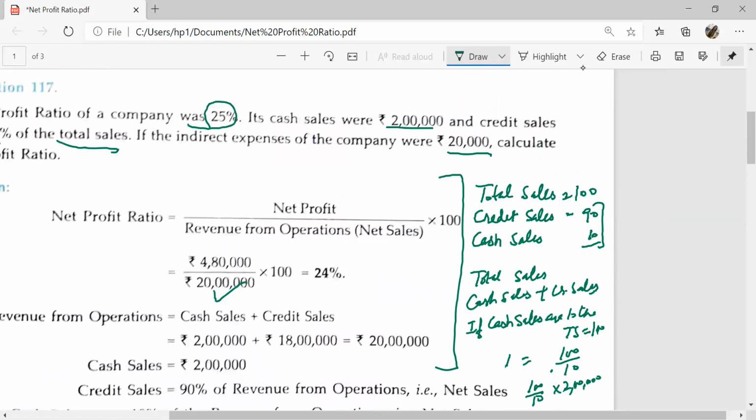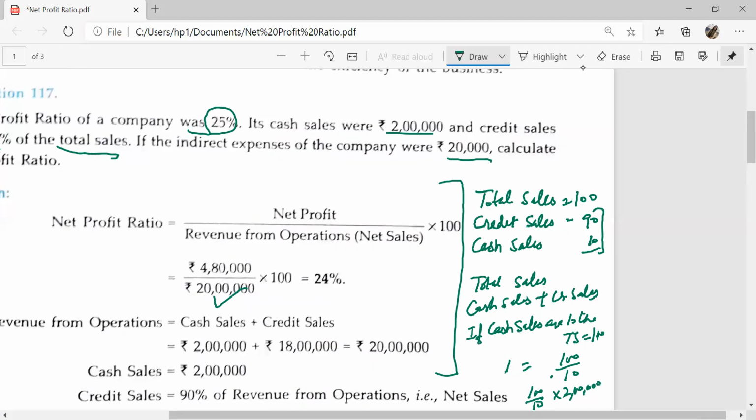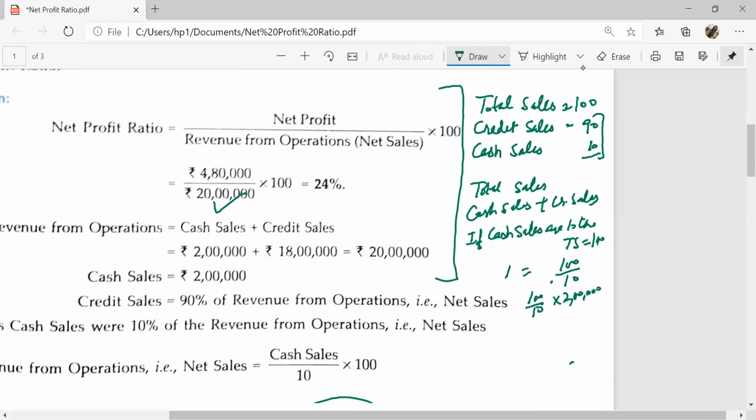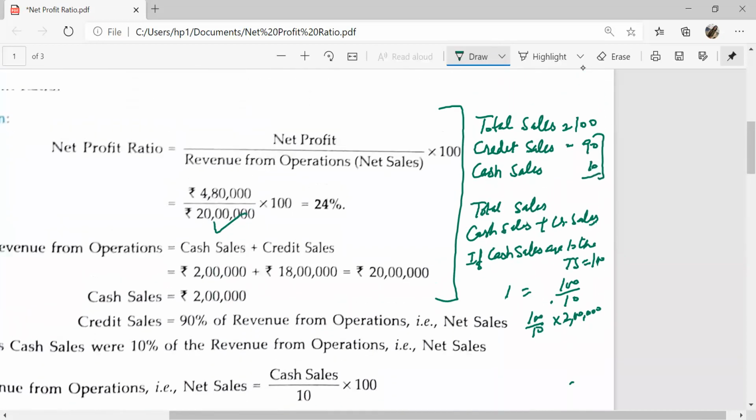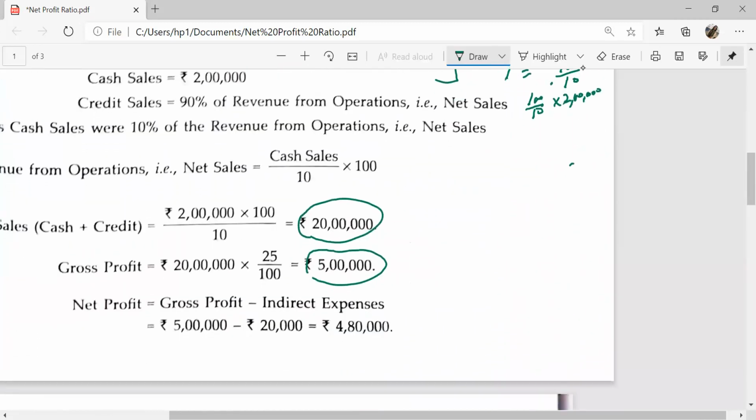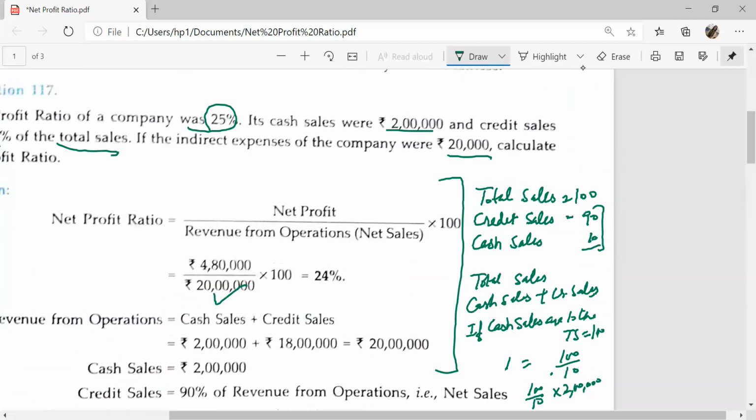Then we need the net profit, and the gross profit ratio of company was 25% on sales. 25% of 20 lakh is 5 lakh. 5 lakh is the amount of GP, and net profit is equal to gross profit minus indirect expenses, and indirect expenses are 20,000. 5 lakh minus 20,000, 4 lakh 80,000. Net profit 4 lakh 80,000, and revenue from operations are 20 lakh into 100, and the net profit ratio is 24%.